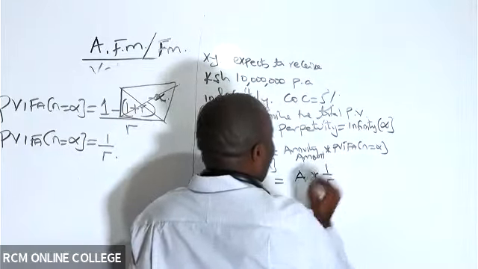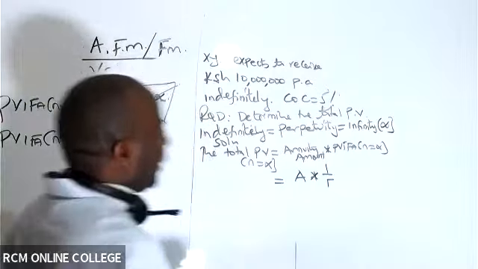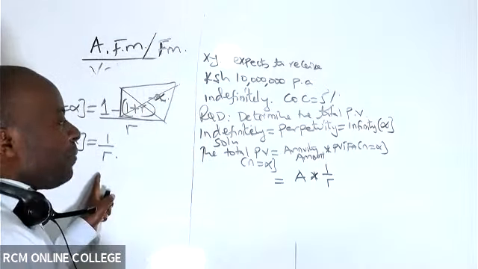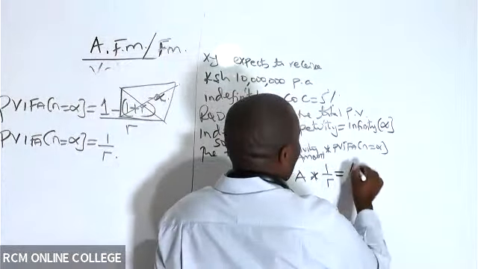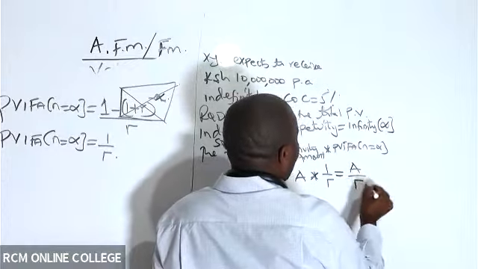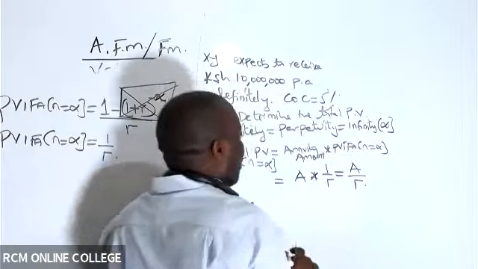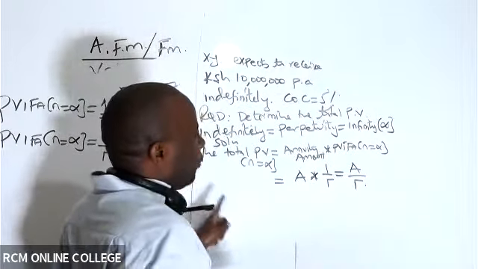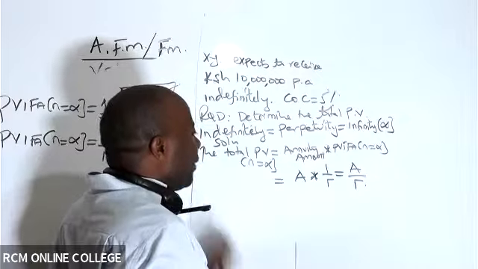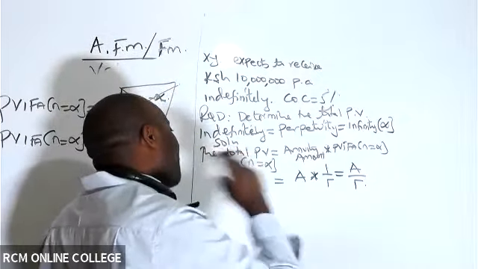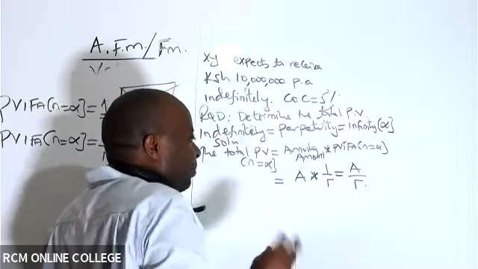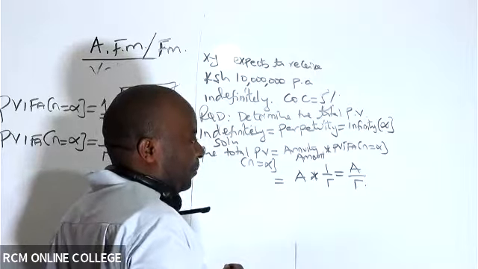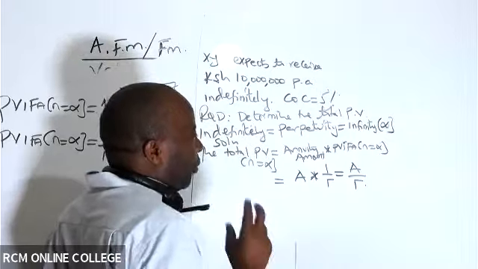This will be 1 over r. The PV factor when n is infinity is this 1 over r, which basically will translate to what here? Which will translate to amount divided by r. Very important. Whenever I want to get total present value when n is infinity, you take the amount in question and you simply divide by r.